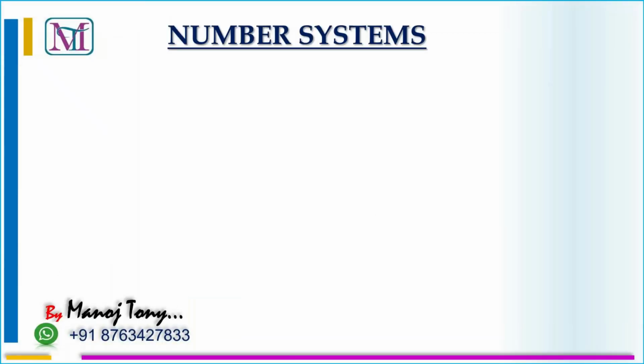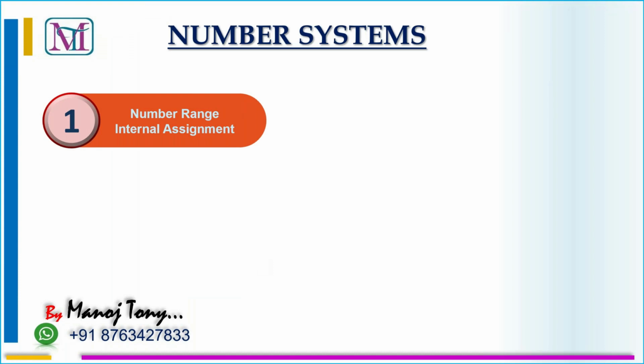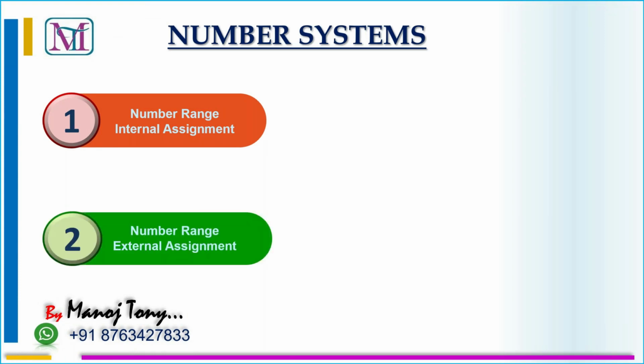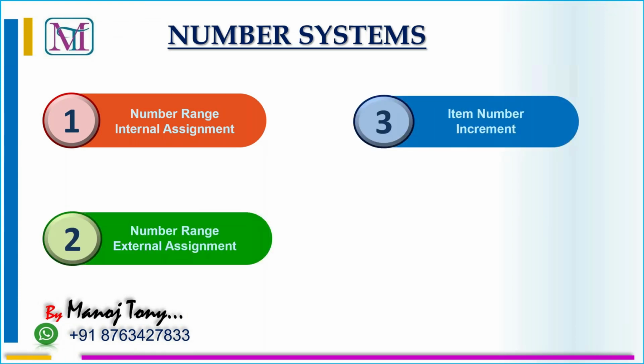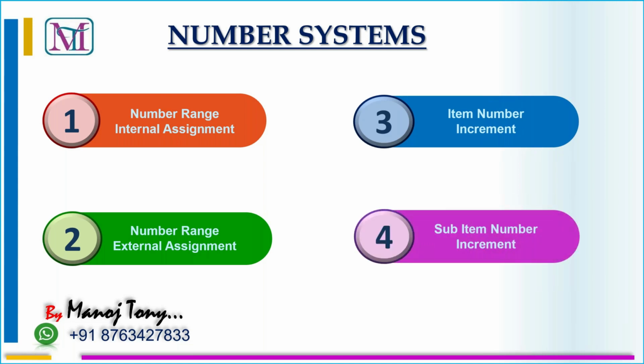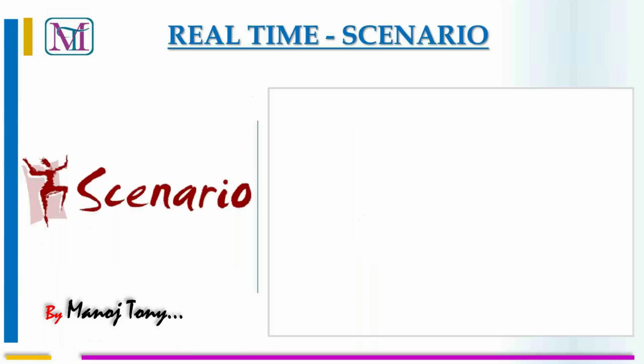So in number system, what are the things we'll cover? We'll cover number range internal assignment, number range external assignment, item number increment, and sub item number increment. First, we have to see the basic configuration of number ranges, its functionality. Thereafter, we'll discuss some real-time scenarios.